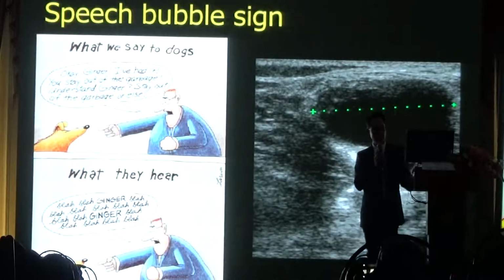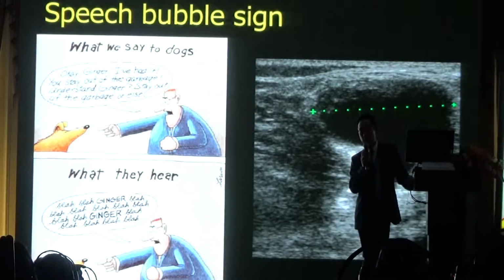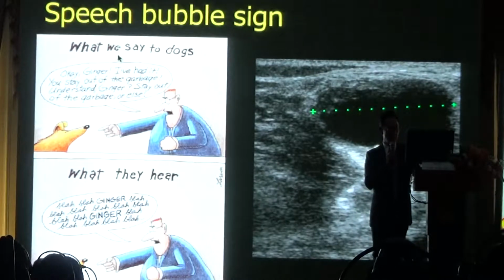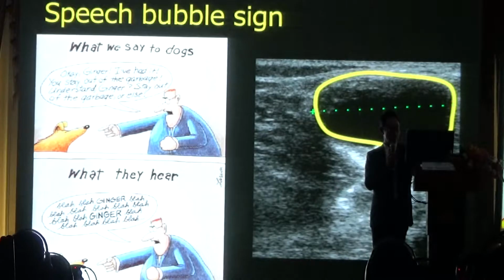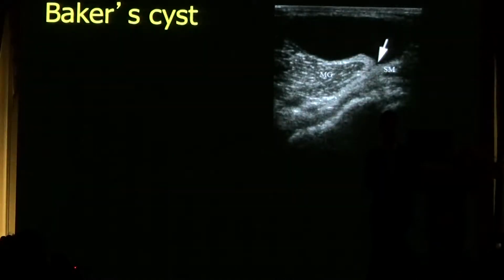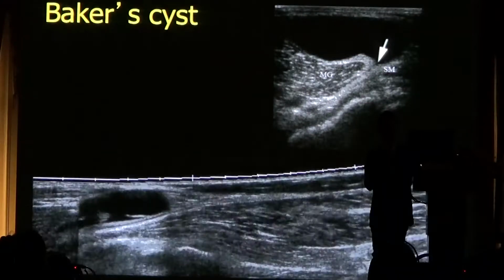And of course, the famous ultrasound appearance of a Baker's cyst is the speech bubble sign. So you can see here, this sign over there where it looks like a speech bubble is exactly the same as what we see over here. And the two structures that we're looking at are the medial head of gastrocnemius and the semimembranosus, through which there is a communication with the joint. Again, another example here with the appearance of a speech bubble sign.